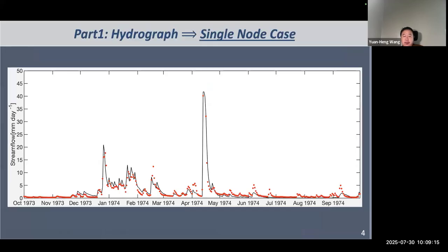So let me quickly go through a few important points of the first two papers. In the first paper, we found the simple MCP architecture, which only has 7 parameters, can already perform very well at the Leaf River. As seen from this hydrograph, it can capture both high flow and low flow pretty well. And if I remember correctly, the KGE is around 0.88 to 0.89.